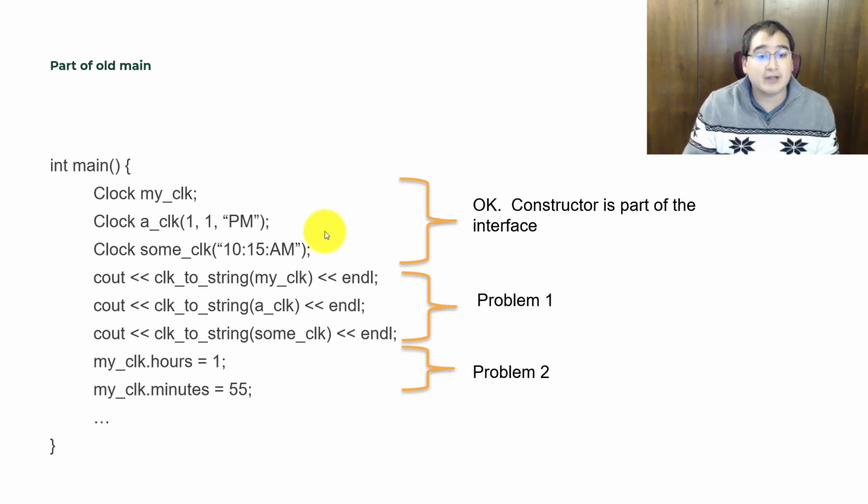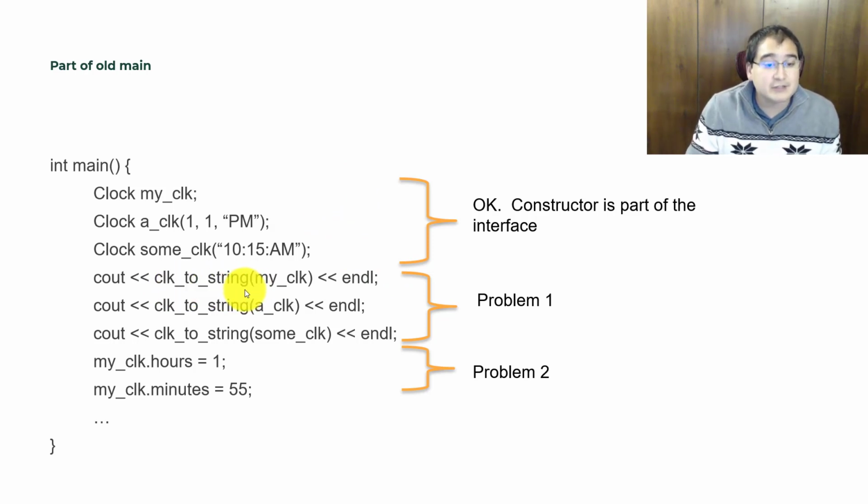So this part is okay because all of these member functions, all these constructors, are part of the interface, part of the public part of the class. However, this clock to string function here is going to have some problems. This clock to string function is public because it's not a member function, it's just a normal function. However, it's not going to be able to access the private data inside of my clock. This function right here is not going to work anymore. We're going to have to fix that. We're going to call this problem 1, fixing the functions that use our class.